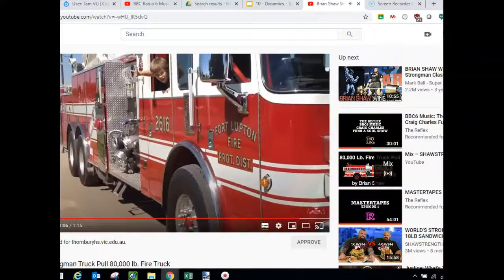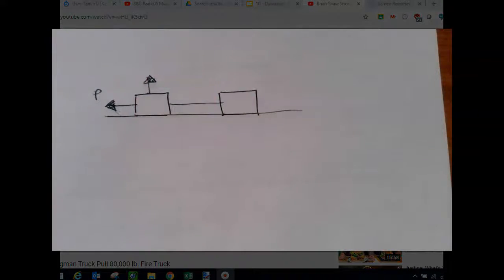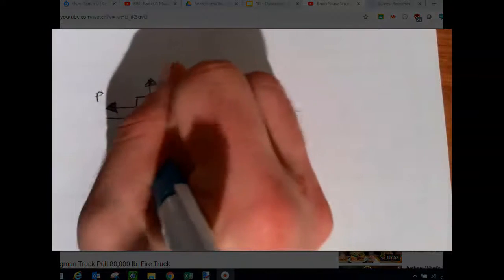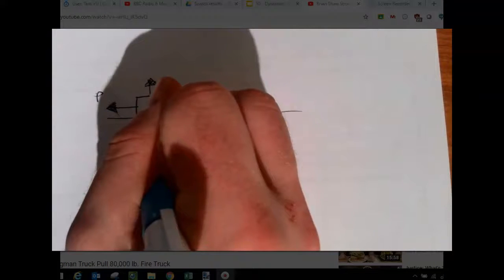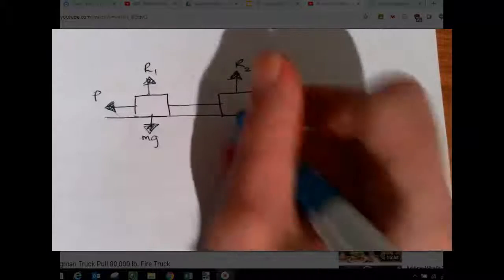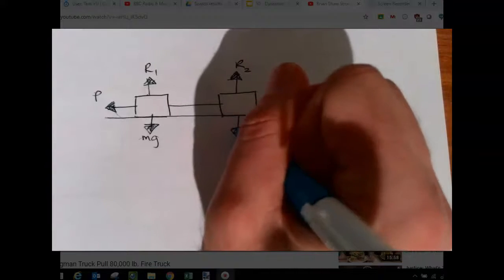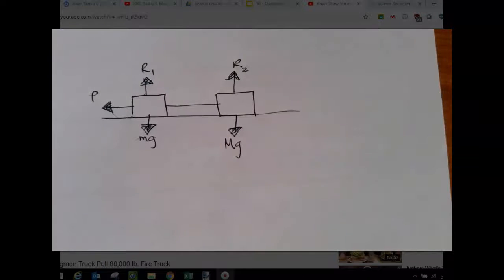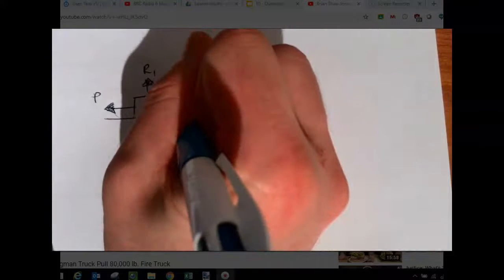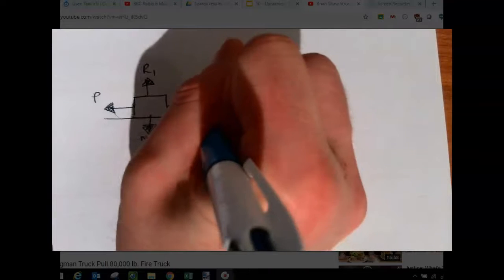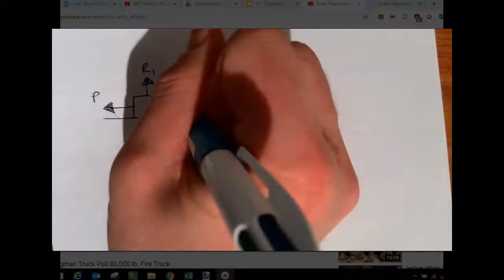Okay, there we go. So Brian's tired. Let's have a look. I only got halfway through mine. But one way we could do this is with a really simple diagram where we have two objects. We've got Brian, we've got the truck. They're connected by some kind of rope, which is going to exert a tension on both objects.